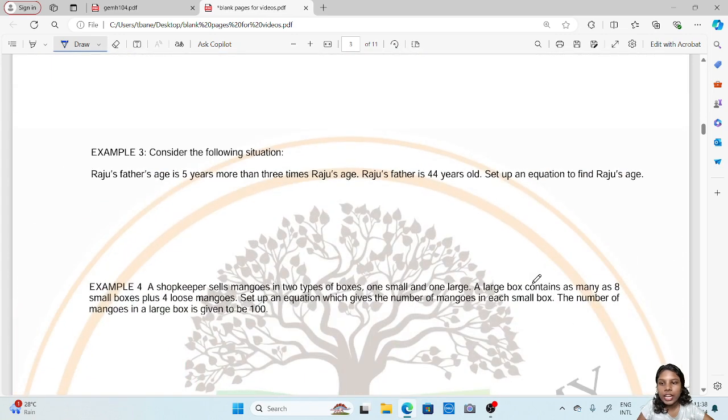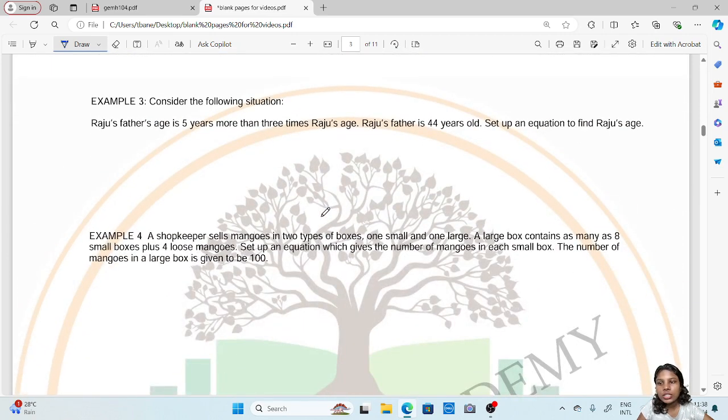Now let's move ahead and look at these ones. These are basically word problems. You have to derive an equation again. Now what they are telling here is that Raju's father's age is 5 years more than 3 times Raju's age. Raju's father is 44 years old. Set up an equation to find Raju's age.